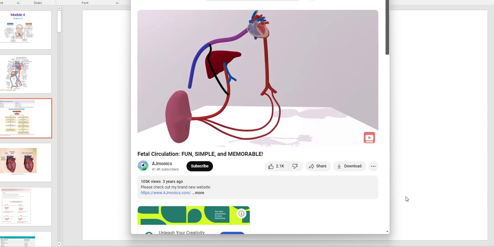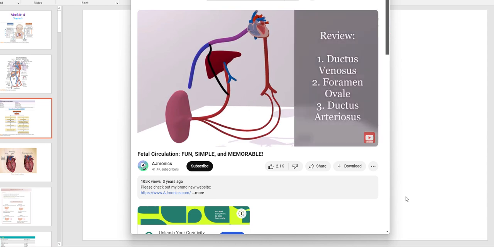So just to review, we have the three shunts. We have the ductus venosus, which acts as a shortcut to carry blood from the umbilical vein to the inferior vena cava. We have the foramen ovale, which allows blood to be shunted from the right atrium to the left atrium. And we have the ductus arteriosus, which allows blood to be shunted from the pulmonary artery to the aorta.